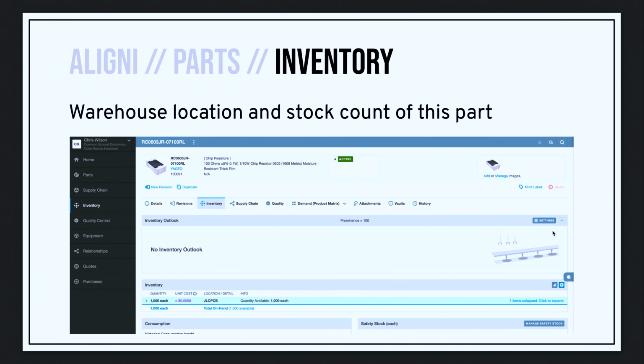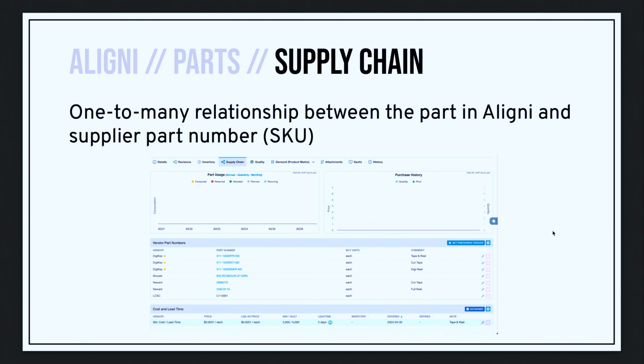And there's also supply chain data about this part. So this is where you would actually set up the relationships between this specific manufacturer and part number and a series of distributors where you would actually buy this part. So here you can see we've got a relationship that says this part's available from DigiKey in different types of packaging formats, cut tape, tape and reel. You can also get it from Mouser and Newark, and also from LCSC.